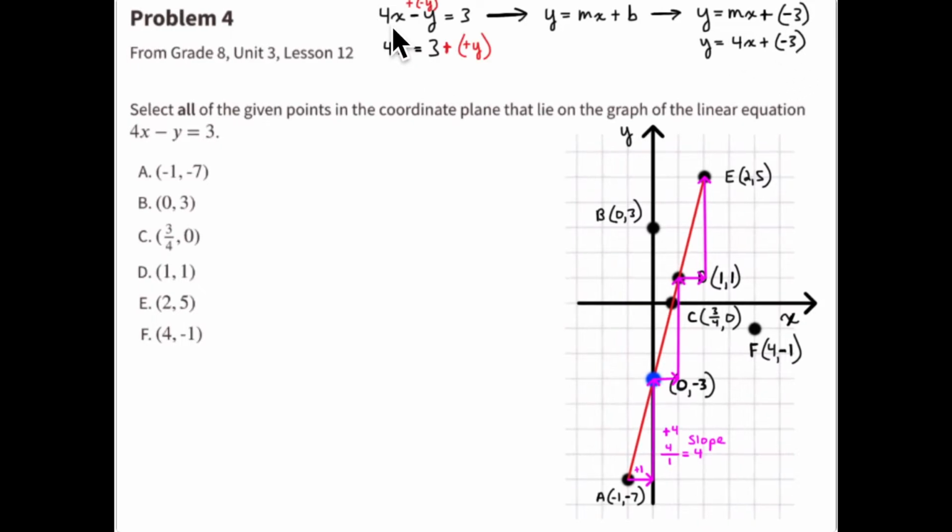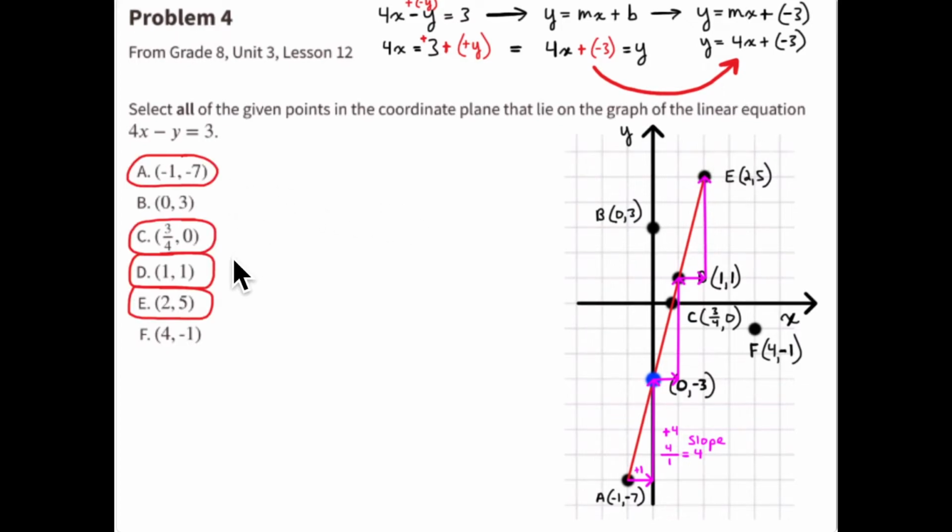Now over here, I'm going to rewrite this equation as 4x plus a negative y. So if I add a positive y to both sides, that gets rid of this y right here. And that positive y shows up on this side. And now I'm going to add a -3 to both sides. So -3 plus this +3 equals 0. And you get 4x plus a -3 equals y, which matches this equation right here. So these are both the same equation. It's the same line. So the answer to this problem is A, C, D, and E.